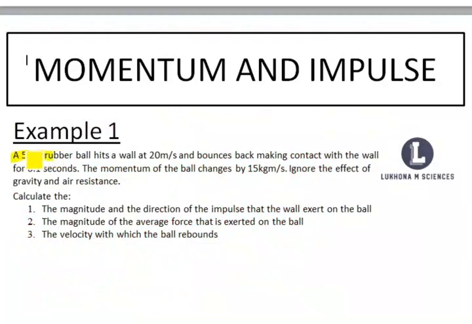The mass of the ball is 500 grams. The ball hits a wall at 20 meters per second and bounces back, making contact with the wall for 0.1 seconds. The momentum of the ball changes by 15 kg meters per second. Ignore the effect of gravity and air resistance. Calculate the magnitude and the direction of the impulse that the wall exerts on the ball.